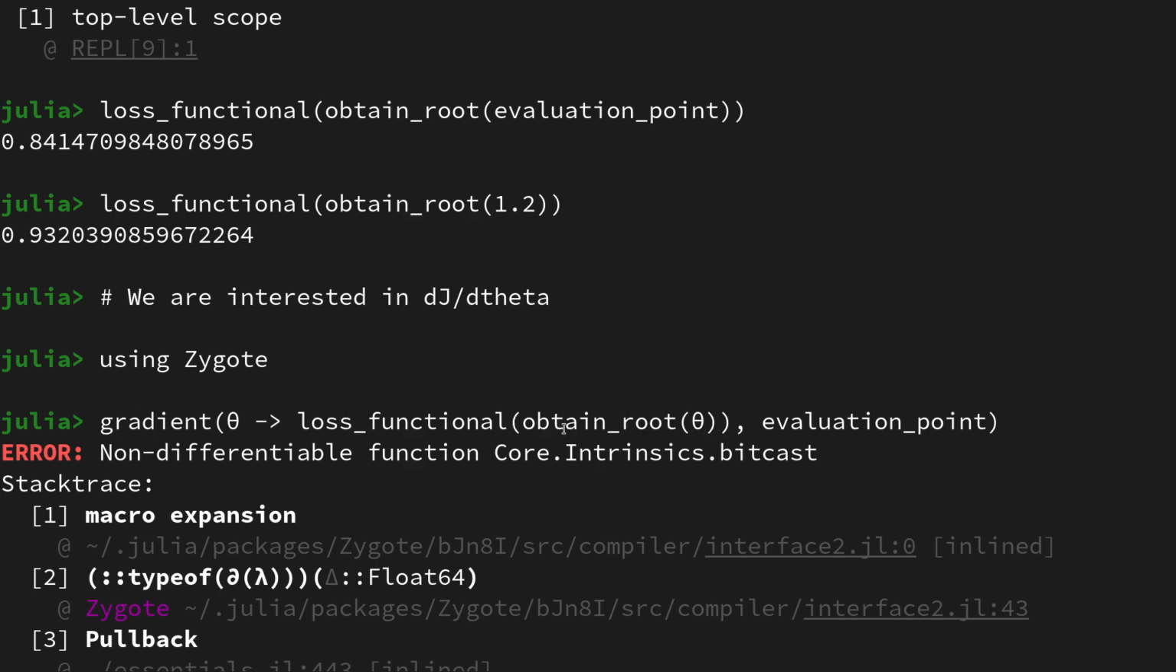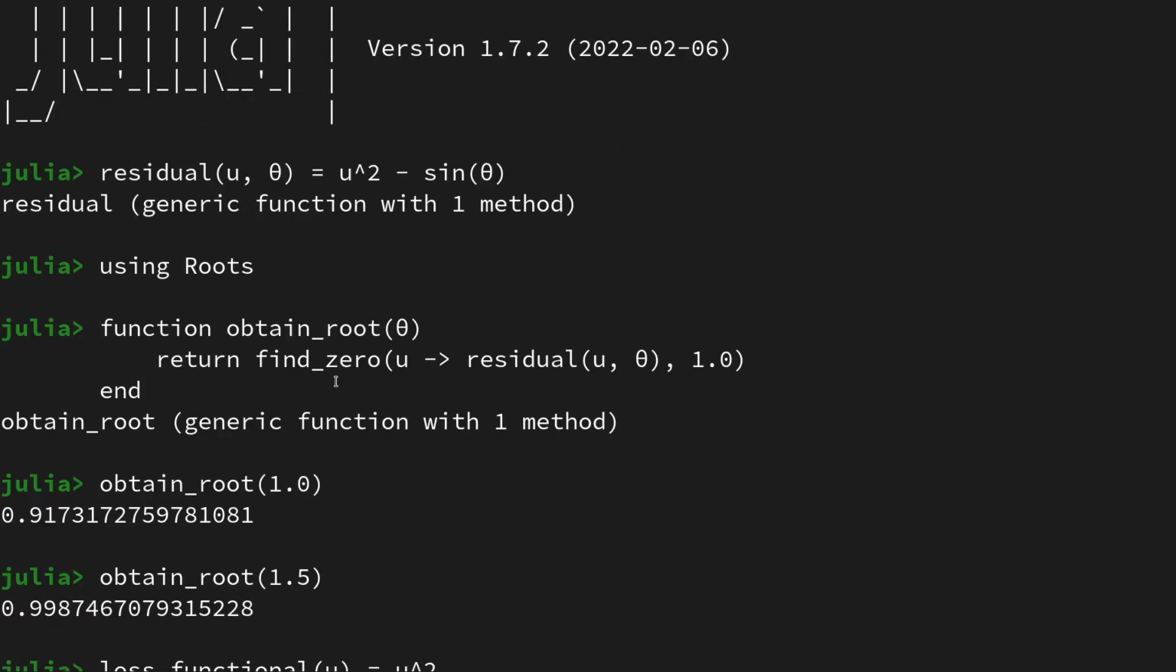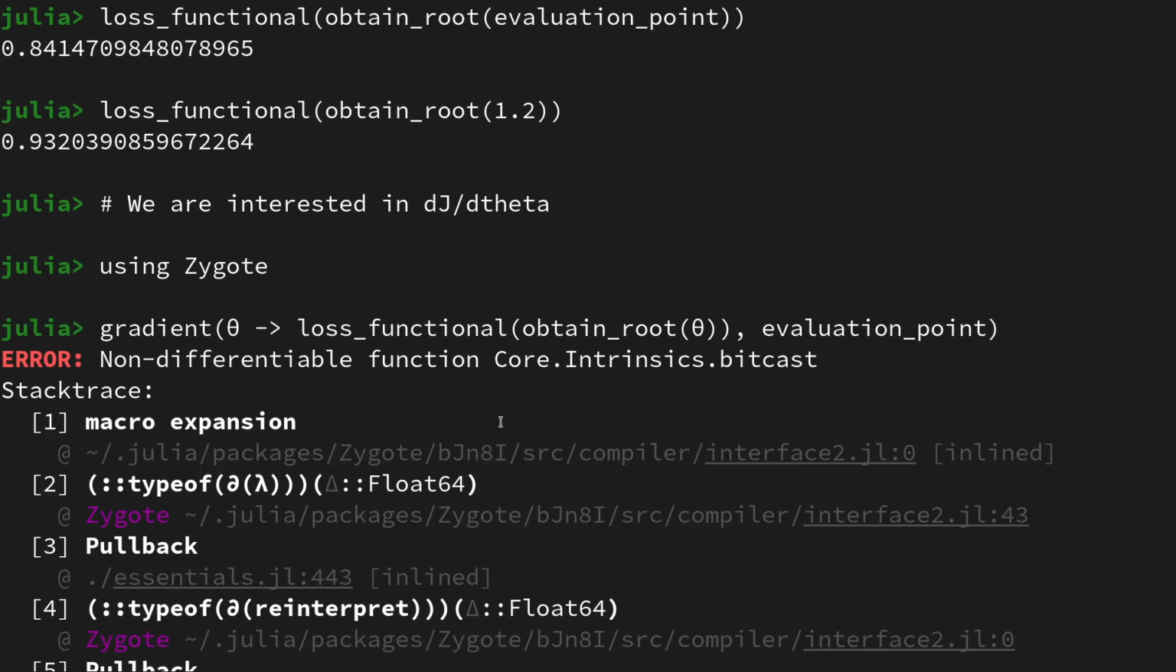And exactly here the problem is within the obtain root, and the obtain root calls the find zero function from the roots package. I mean, we don't know exactly what it's doing under the hood, but based on the stack trace, we see that at a certain point it is calling a function or doing something which is just not differentiable. This highlights two issues here.